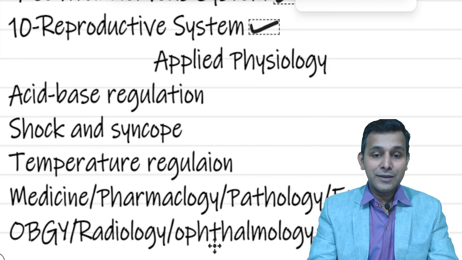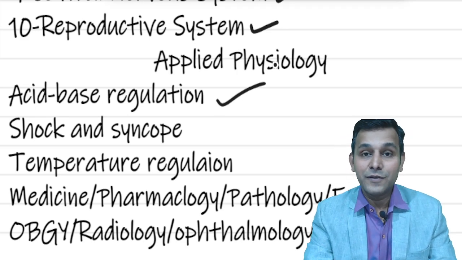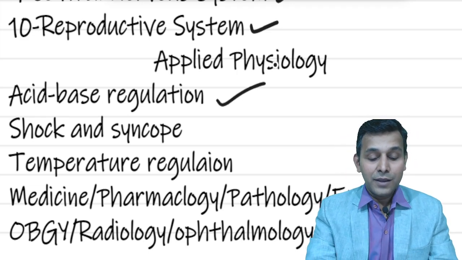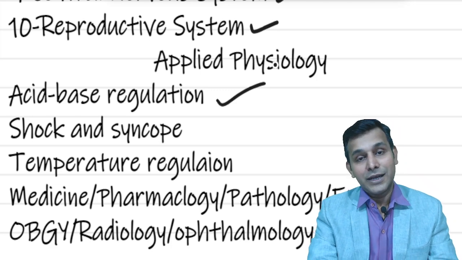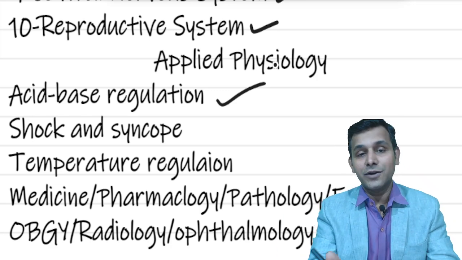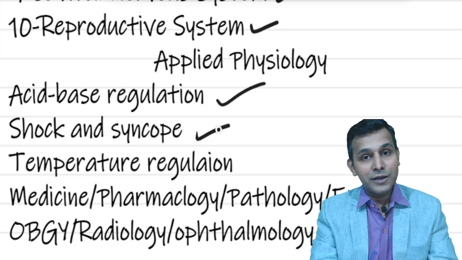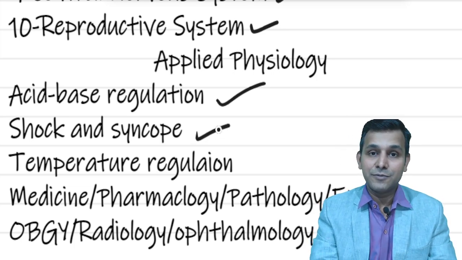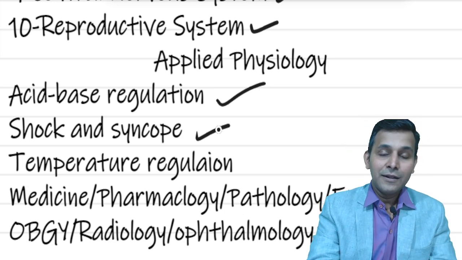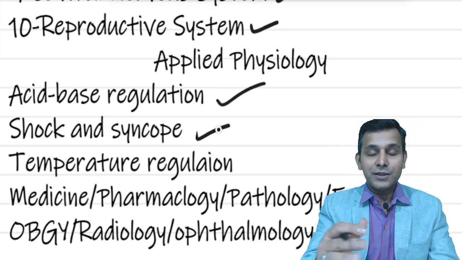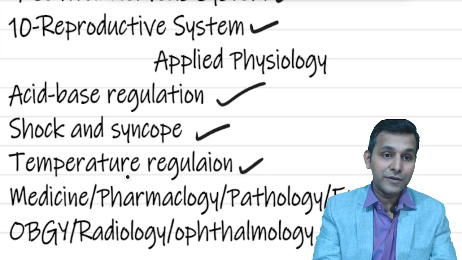So you can see acid base regulation involves the functioning of ECF, extracellular fluid. It involves the functioning of the lungs, the respiratory system, and the kidney also plays a role in acid base regulation. So here three organs are working together to maintain the environment of the body. Shock and syncope are very closely related with the heart and blood vessels, but yes, they involve various systems, and how do the systems fail and how do they work together when the person has shock and syncope. Temperature regulation itself is one of the very important topics.